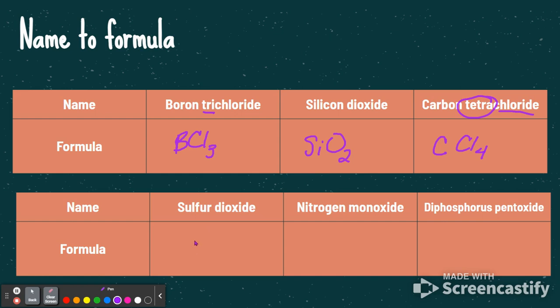Okay, so next we're looking at sulfur dioxide. That should be an SO2. Check your work, make sure you got it right. Nitrogen monoxide, that would be literally NO. That's it, just NO. Diphosphorus pentoxide, diphosphorus, so that would be P2. Pent would be 5, so that would be O5 for pentoxide. Okay, and it's really that easy.